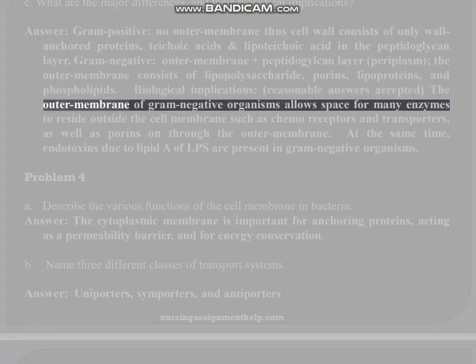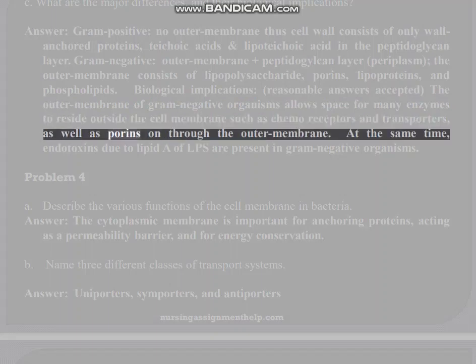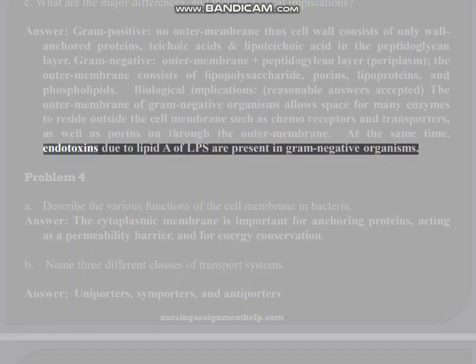The outer membrane of gram-negative organisms allows space for many enzymes to reside outside the cell membrane, such as chemoreceptors and transporters, as well as porins through the outer membrane. At the same time, endotoxins due to the lipid of LPS are present in gram-negative organisms.